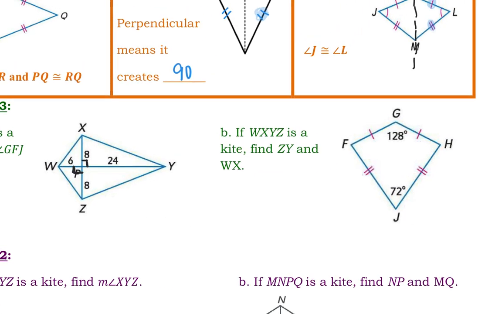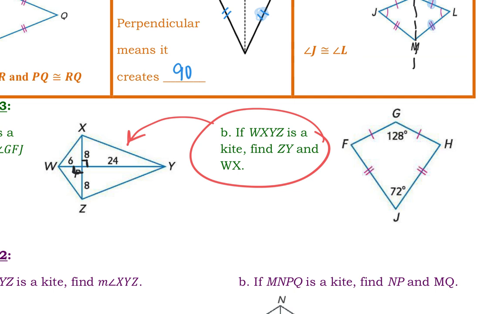Isaiah pointed this out to me, sorry. That went with that. When I shortened your notes, I accidentally put the wrong shape on the wrong problem. Okay, so it says find x to y, and then find w to x.